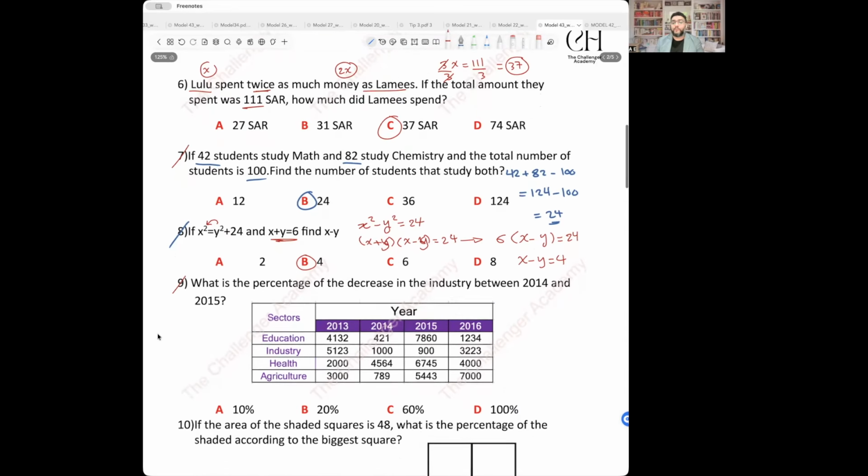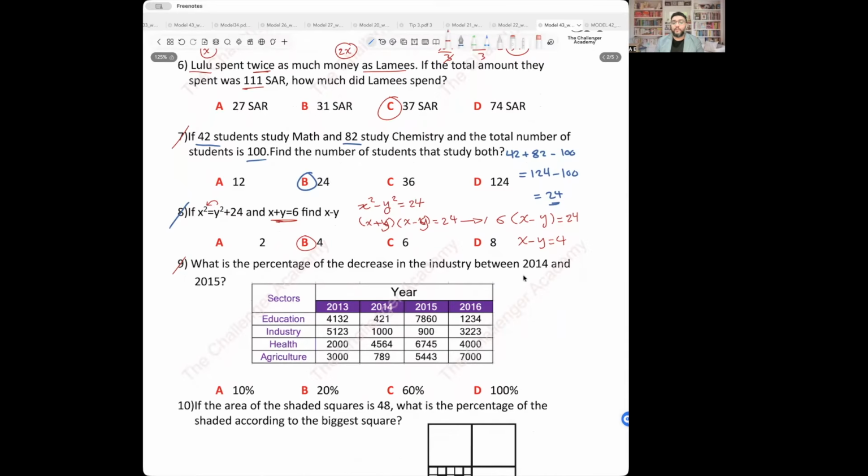What is the percentage of decrease in the industry between 2014 and 2015? Let's check 2014 and 2015. This is industry. It's from 1,000 to 900. It's logically 10%, but we'll use the formula, which is what? D over O times 100.